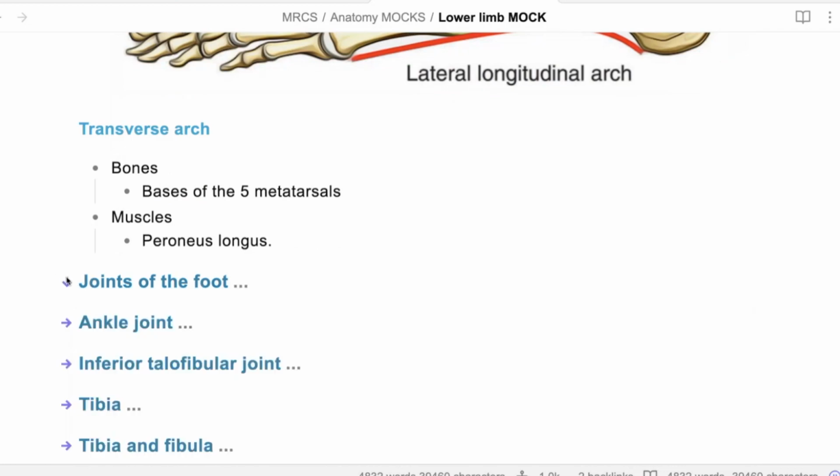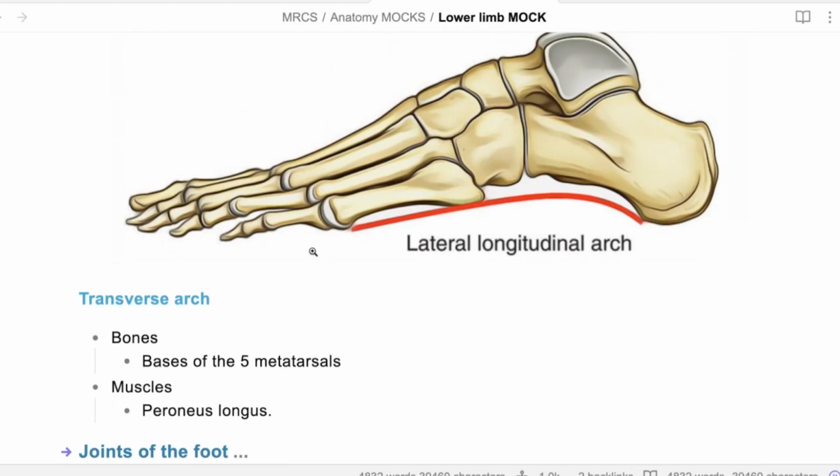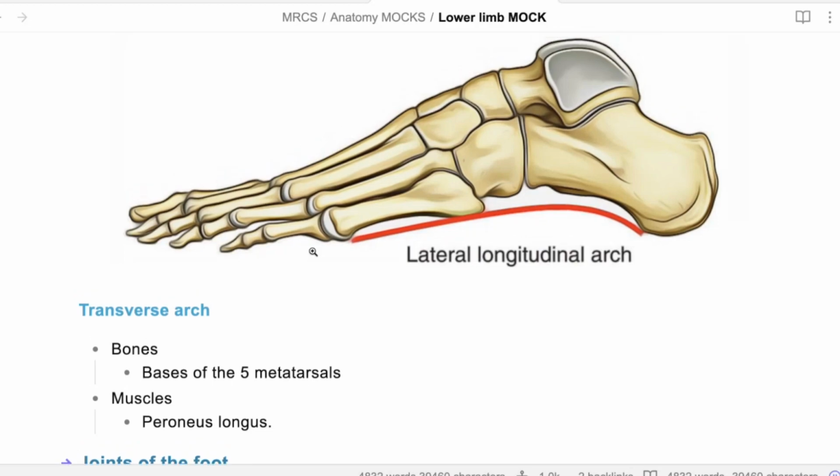What are the joints of the foot? Let's start with the subtalar joint. How is it formed? Sir, first of all, subtalar joint is a type of plain synovial joint, and it is formed by the union of two bones, calcaneum and talus bone. The movements that occur at the subtalar joint are inversion and eversion.